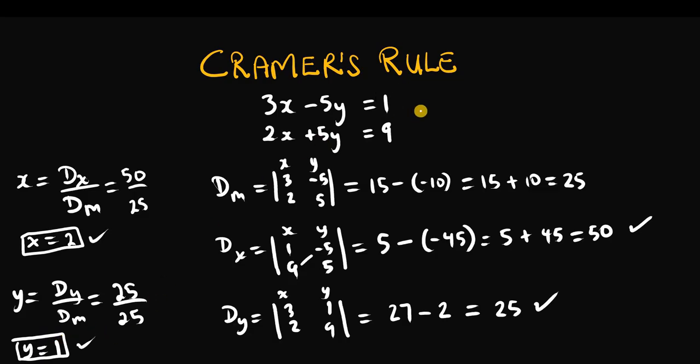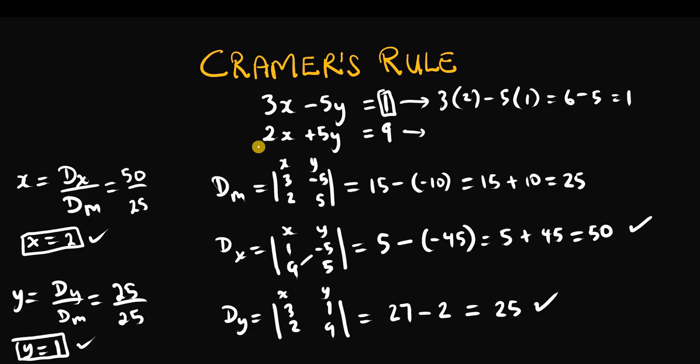If we plug these values into the equations, we can see that they are correct. 3 times the X value of 2 minus 5 times the Y value we found, which is 1. 3 2s is 6, minus 5 1s is 5, and this gives us 1, which is what we have here.